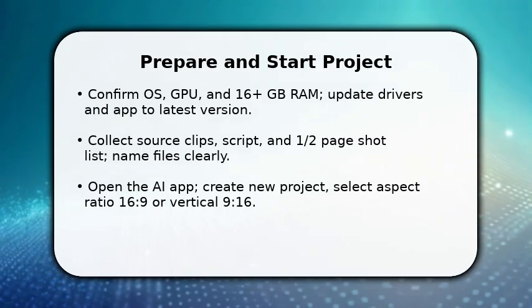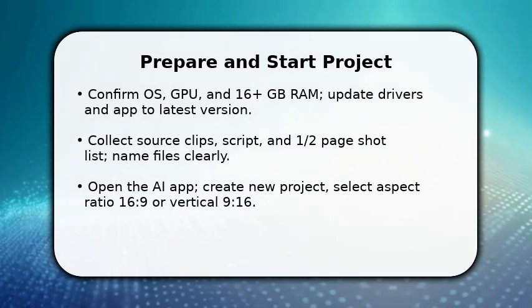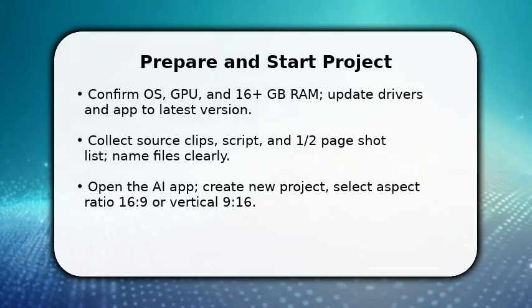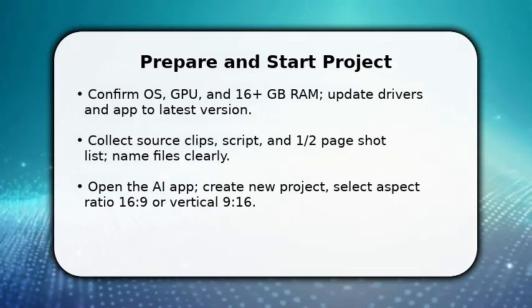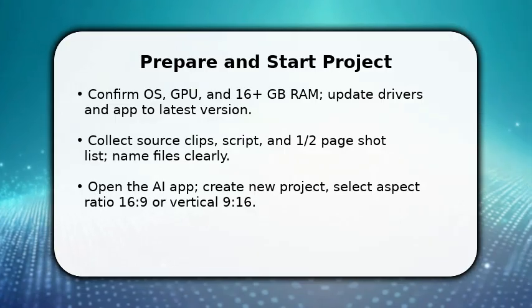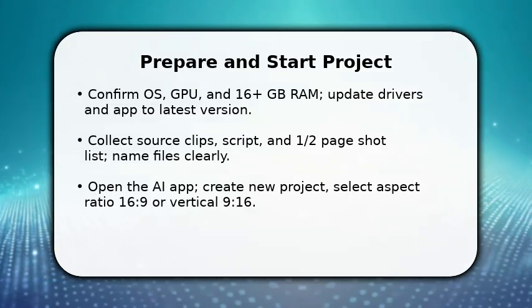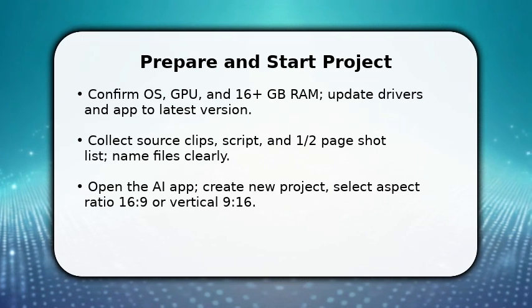Now open the AI video app and create a new project. Choose the correct aspect ratio such as 16:9 for desktop or 9:16 for mobile. Make sure files are named clearly so the tool can import and map assets automatically.